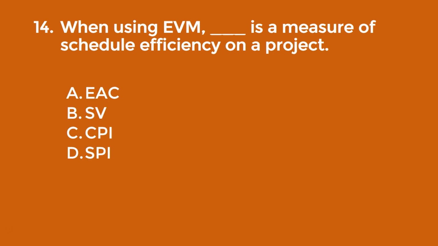Question 14. When using EVM, which is a measure of schedule efficiency on a project? The answer is the Schedule Performance Index, the SPI. That's a measure of schedule efficiency, which is a ratio. The schedule variance, SV, measures schedule performance. And that's the difference between earned value and planned value. So SPI is measuring efficiency, and that's a ratio. Schedule variance, SV, measures schedule performance.